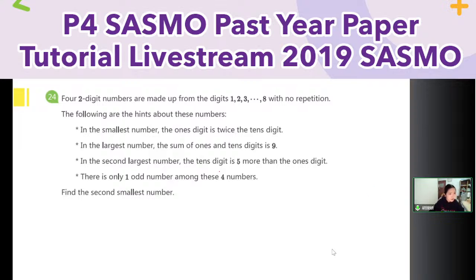So let's take a look at first of all. The smallest number, I will call it the first number. This is the smallest. This is a two-digit number. And then in the smallest number, the ones digit is twice the tens digit. So can you list all the possibility for the smallest number? Anyone can list all the possible for this smallest number. I will give you the first one. So 12, right? The ones digit is twice the tens digit. So 12 is 1. Do we have more?